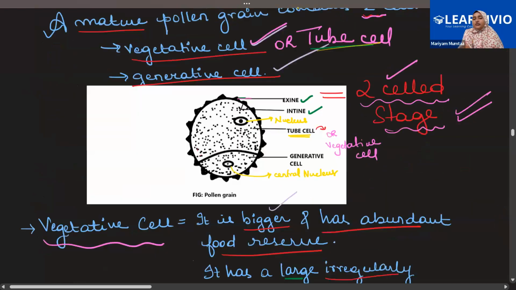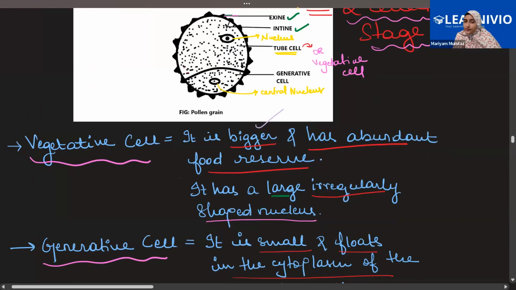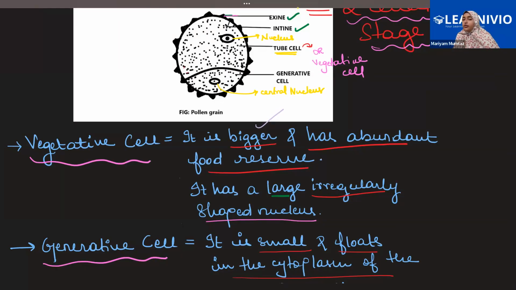Now talking about the vegetative cell. So the vegetative cell, or the tube cell, is the bigger cell and it has abundant food reserve. It has a lot of stored food. It has a large, irregularly shaped nucleus. The nucleus is bigger in size as you can see in the picture, but it is irregular.